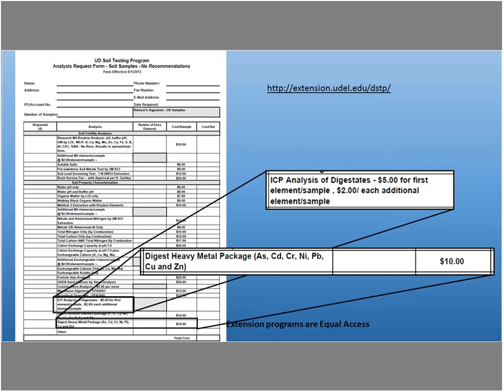Here's a picture of the sample submission form from University of Delaware. If you zoom in, you can see these two methods. There's the EPA 3050 that I mentioned, a package that digests all the heavy metals. That's that extraction step I mentioned. And ICP analysis of the digest states. That's the part that measures what comes out in the extraction.